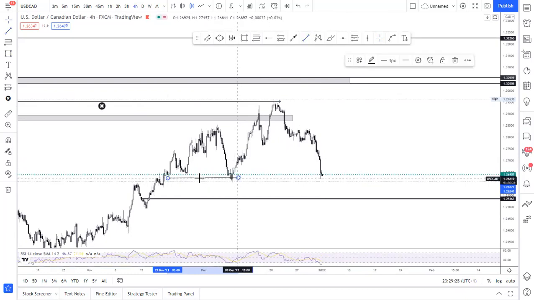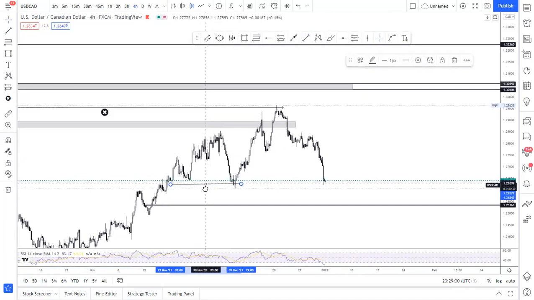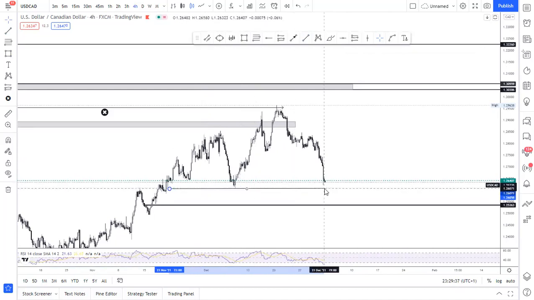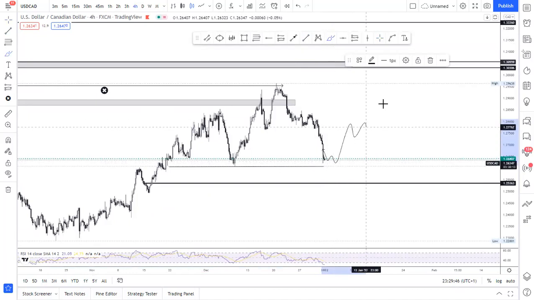And right here, we have another one. So we won't be surprised if price actually comes to this point, and we see if price comes here and gives us a double bottom, maybe a double bottom, then goes back up to this point.